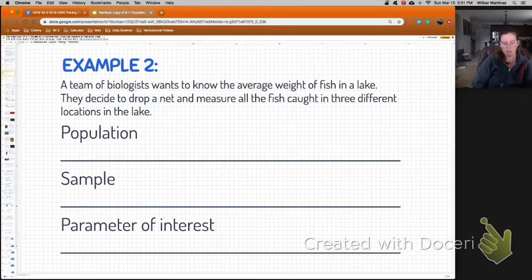The sample. Notice it says they're only measuring the fish caught in these 3 different locations. So they dropped a net, they measured the fish's weight from 3 different locations in the lake, and then they only used those fish to give an average of all of the fish. So that would be the sample, the fish caught in those 3 different locations. And then the parameter of interest, again, we're trying to figure out how much each fish weighs on average. So that would be what we're interested in finding out.